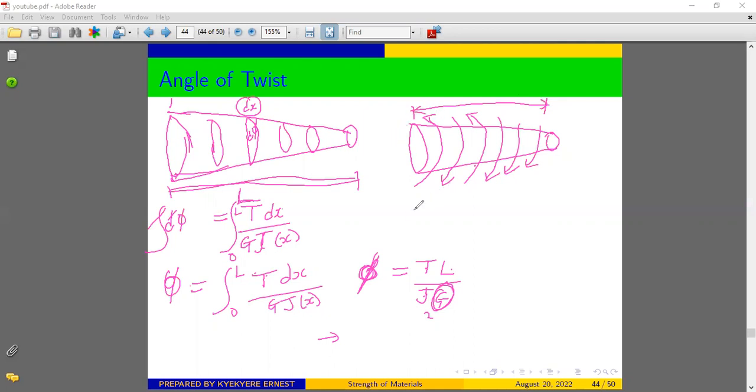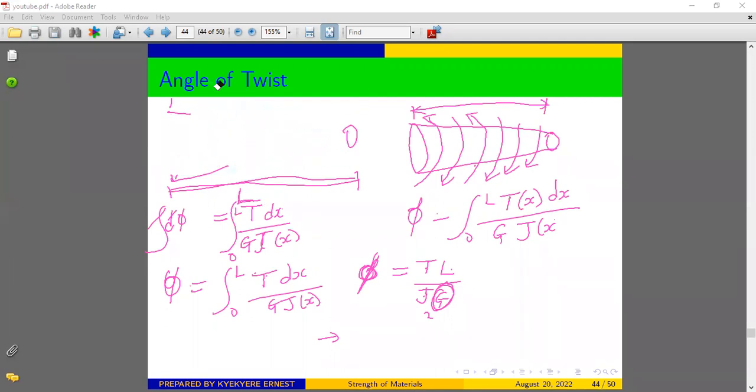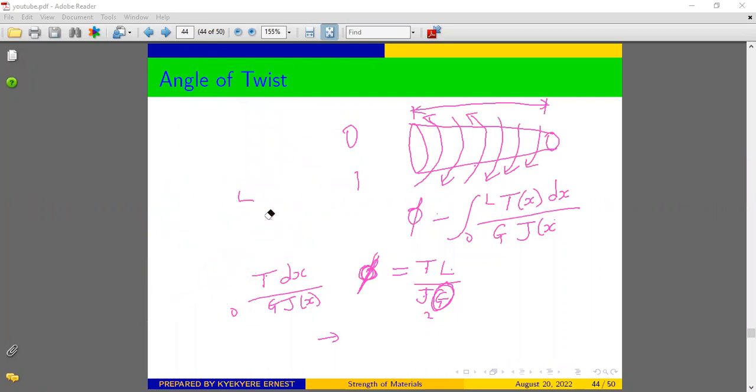So in that case, the angle of twist phi will be equal to the integral from 0 to the length of the structure. Because the torque is varying, it will be a function of X, and the polar moment will also be a function of X, and G is constant. So take note of these formulas. We are going to use them to solve problems. Good. So let's solve an example on angle of twist and see how to apply the concept that we have learned in solving problems.